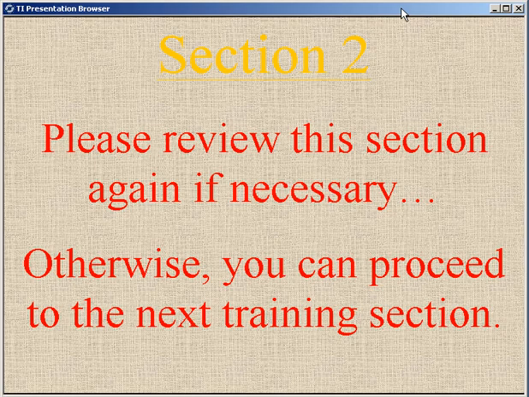This concludes section 2 of our training. If any part of this section was not totally clear, then we suggest that you review this section again. If any questions still remain, then please write them down and we'll go over those questions in the online portion of your training. If you thoroughly understood this section, then you can proceed to section 3.